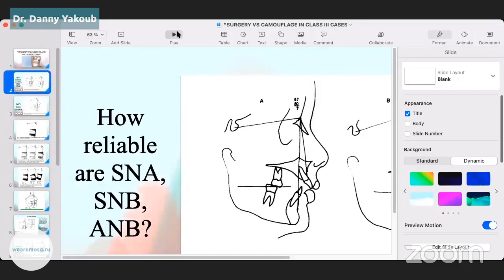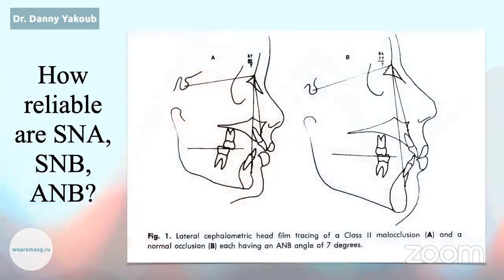Are these angles reliable in taking the decision whether we should treat patients with surgery or camouflage? This is a very good question. Here we see two tracings of cephalograms of two different patients. The first patient is a class 2 patient.